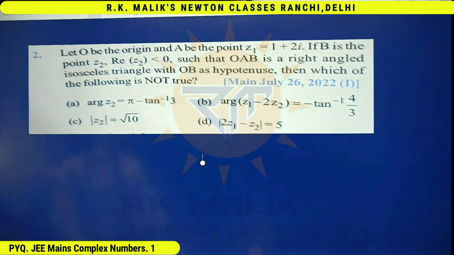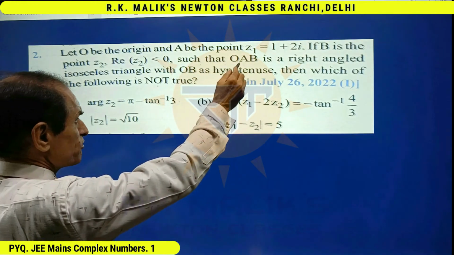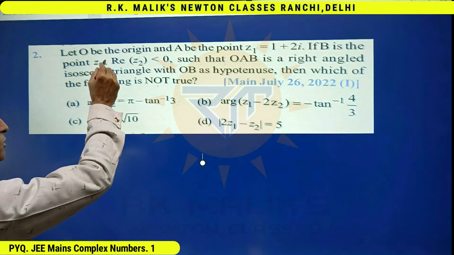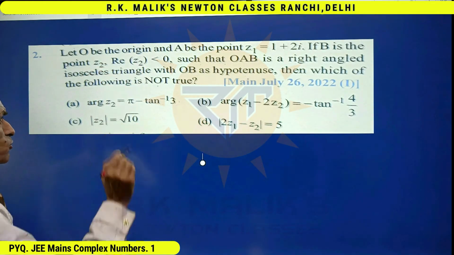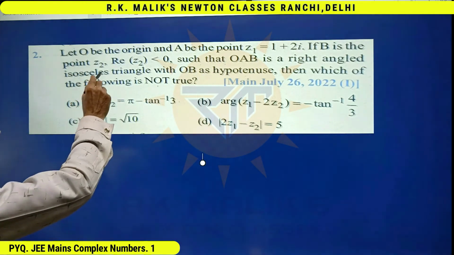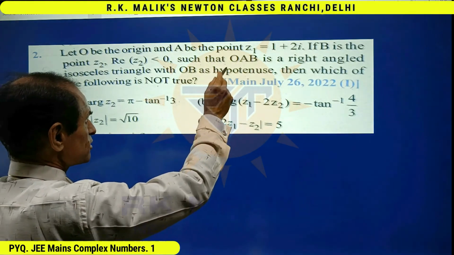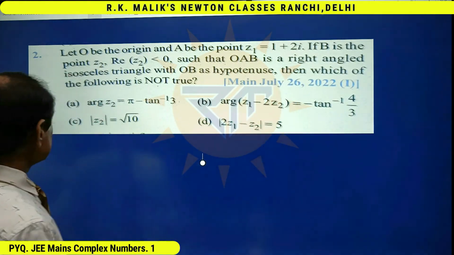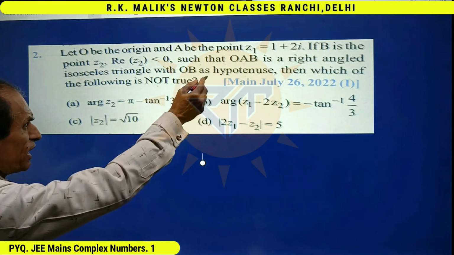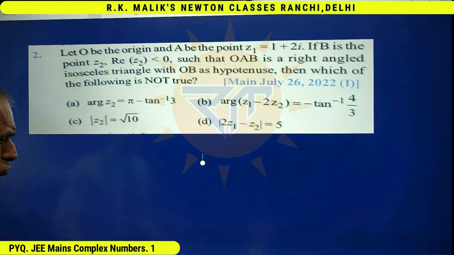In this question, it is given that let O be the origin and A be the point Z1 equal to 1 plus 2i. If B is the point Z2 such that the real part of Z2 is less than 0, and OAB is a right angled isosceles triangle with OB as its hypotenuse, then which of the following is not true?